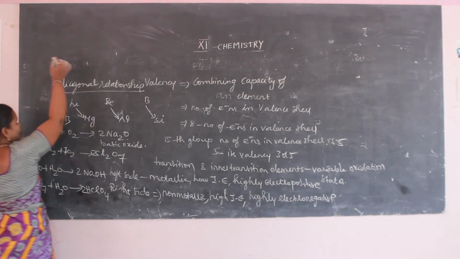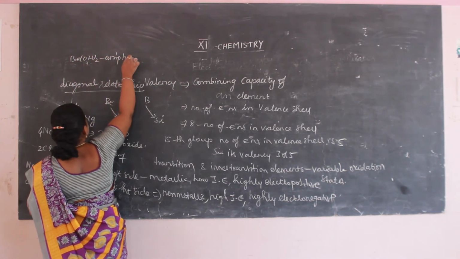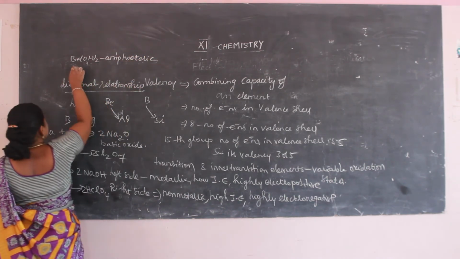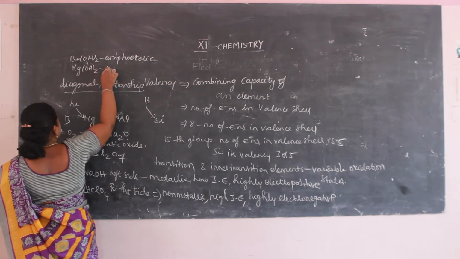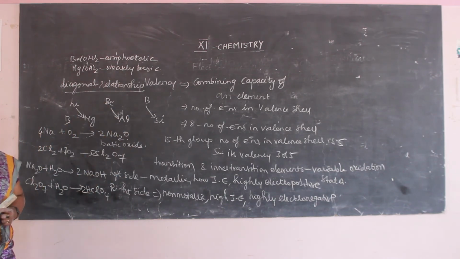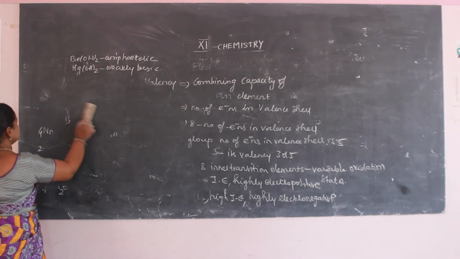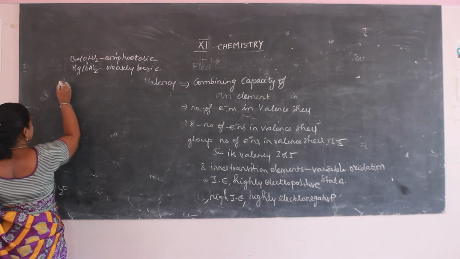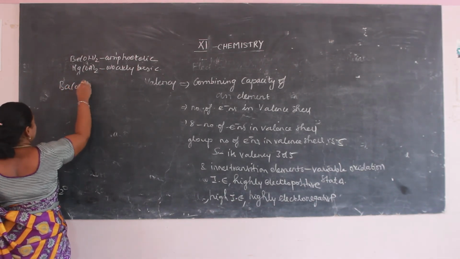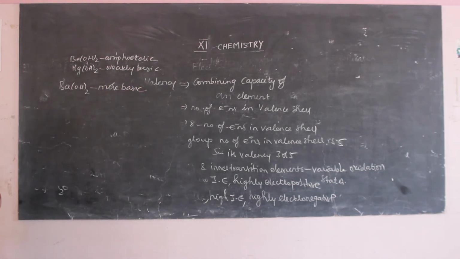And some of the elements in a group, for example this beryllium hydroxide, it is amphoteric. Beryllium hydroxide is amphoteric and magnesium hydroxide is weakly basic. Then barium hydroxide will be more basic. Beryllium hydroxide amphoteric, magnesium hydroxide weakly basic, and barium hydroxide more basic.